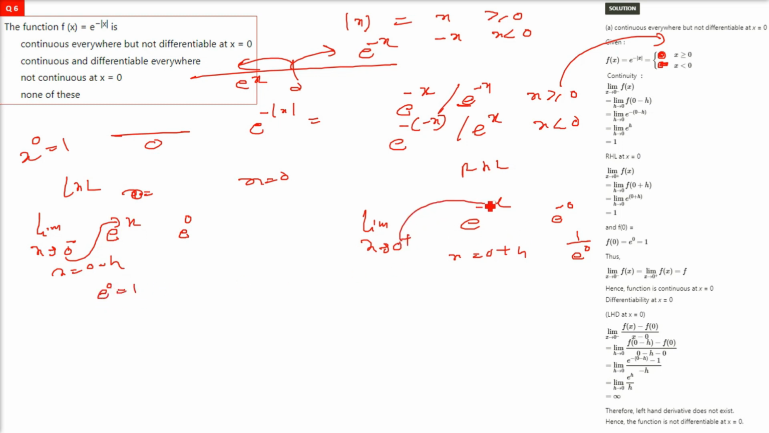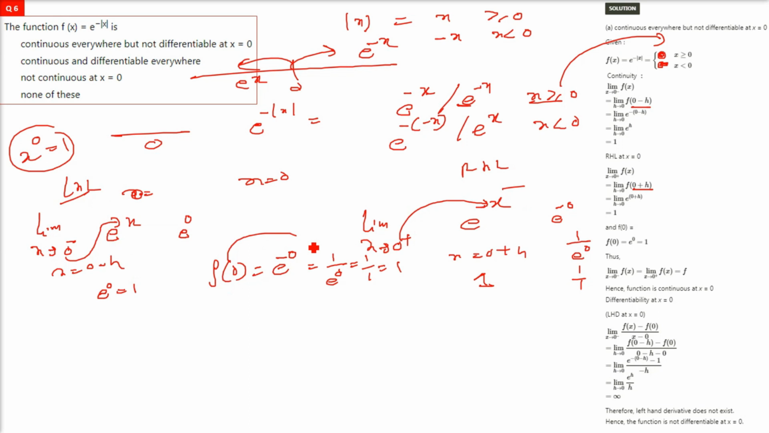Here also, when you apply x equals 0, e raised to the power of minus x is 1 by e raised to the power x, and when you apply this, 1 by e raised to 0, you get 1 by 1. So left hand and right hand limits, you see both are giving you 1, and the value of the function at 0, that is, if you put f(x) equals e raised to the power minus x for x greater than or equal to 0, you get the value f(0) as what? This is equality. So e raised to the power minus 0, that is e raised to the power 0, 1 by e raised to the power 0, 1 by 1 is 1.